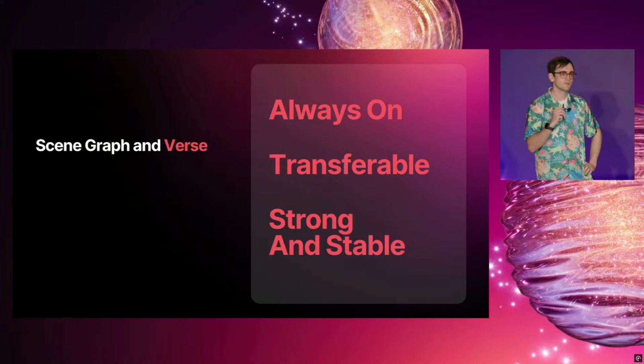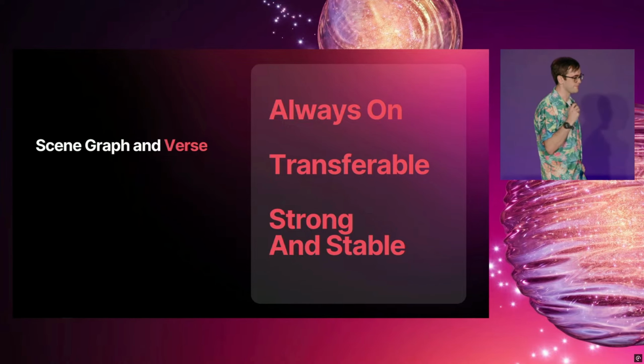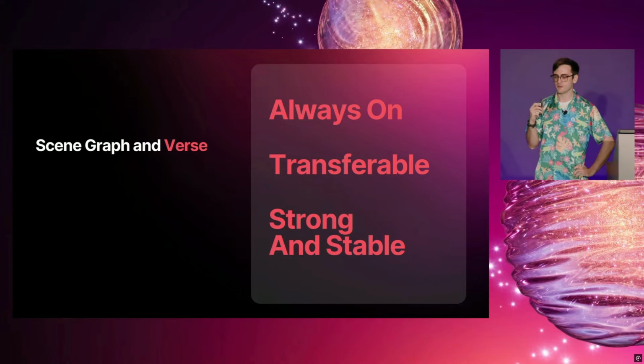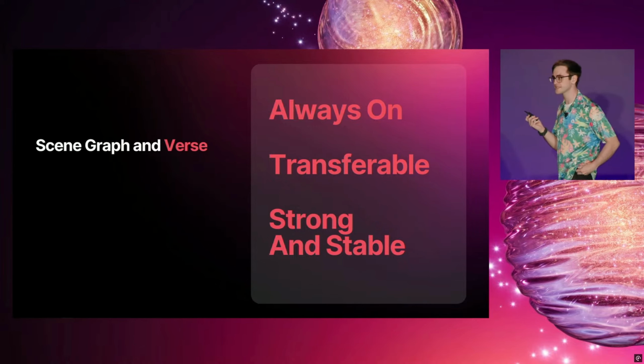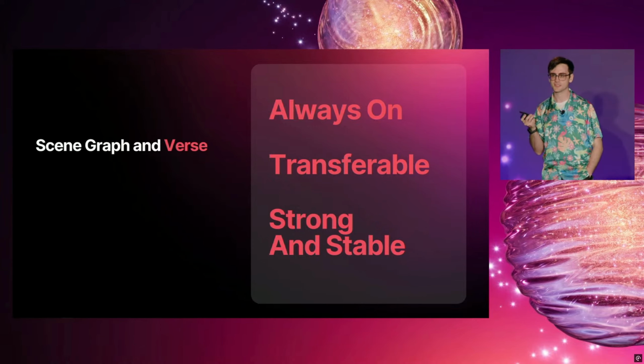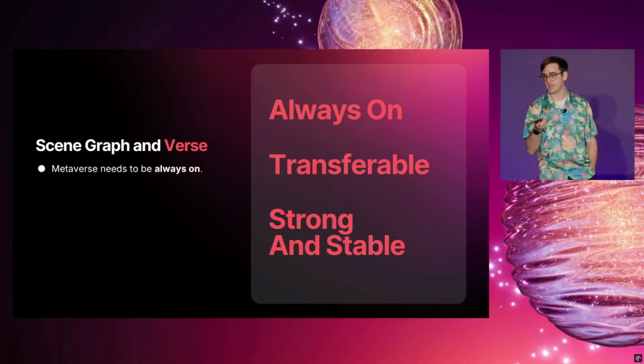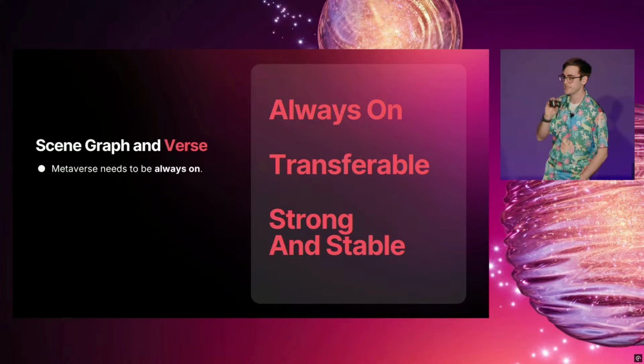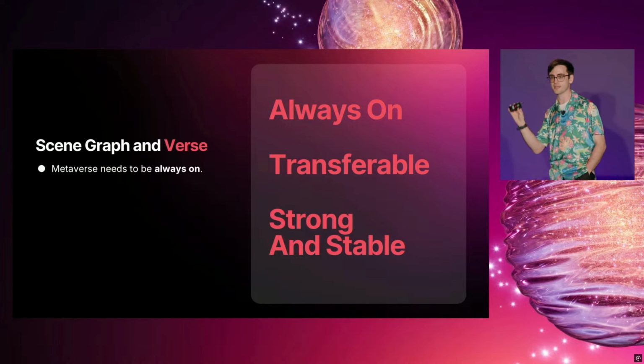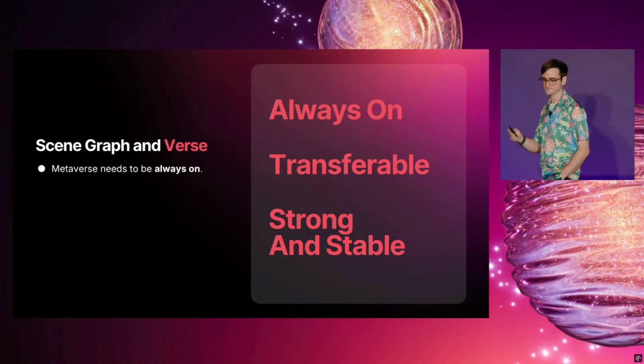When talking about the relationship between scene graph and Verse, we first need to talk about the metaverse itself. The metaverse has a couple of challenges that need to be addressed to actually work. First off, it needs to be always on, right? It never needs to turn off. Everyone's islands need to keep simulating. Everyone's experiences need to keep going. The whole simulation should never crash.